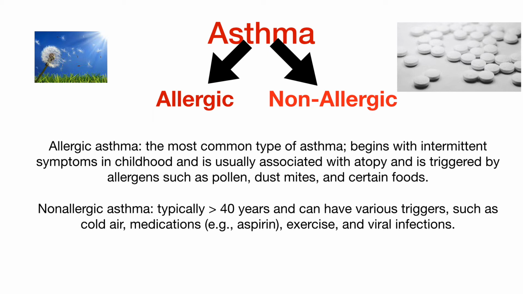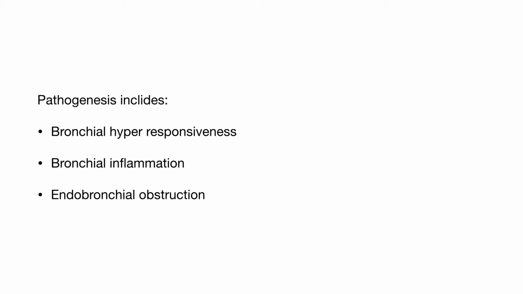Non-allergic asthma typically occurs in people older than 40 years old and can have different triggers like cold air, medications like aspirin, exercise, viral infections, and so on. Stress, exposure to irritants like tobacco and wood smoking can also increase the risk of asthma. There is no exact known etiology of asthma, but other risk factors include family history of asthma, past allergies, and low economic status.